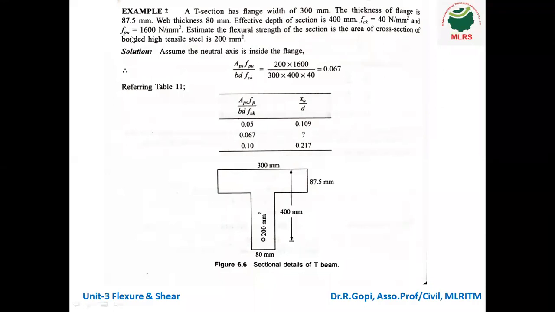Okay. So now we will see the problem. This is the cross section of the T section. In this problem, they didn't give the diagram. Based on the sentence of the question, we drew the diagram. This is the T section having a flange. Flange means up to this portion. The first portion is the flange, and this is the second portion. It is called the web. The flange is 300 mm into 87.5 mm, the flange width and thickness. And this is the web width and thickness.